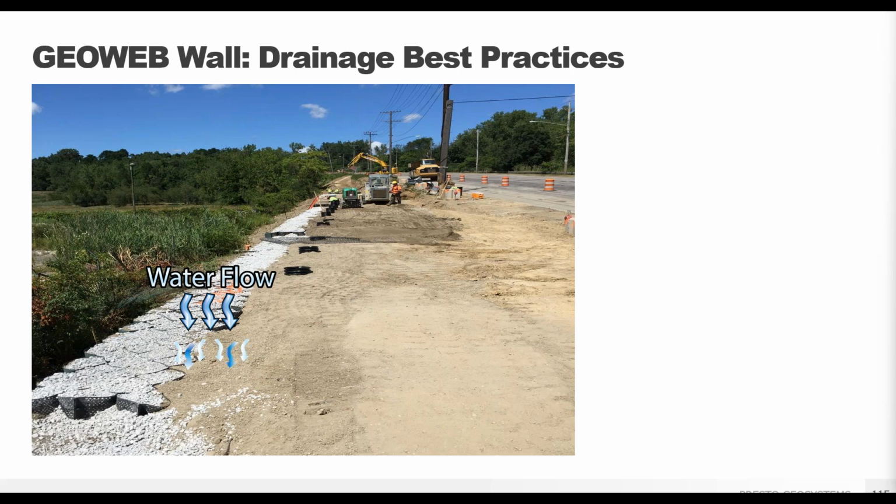Using a clean aggregate and other good drainable soils as the infill and backfill can also help you with your drainage concerns. If you know there's a place for the water to flow, such as the groundwater system or a nearby lower elevation creek, allowing the water to drain straight through the GeoWeb wall is an option.